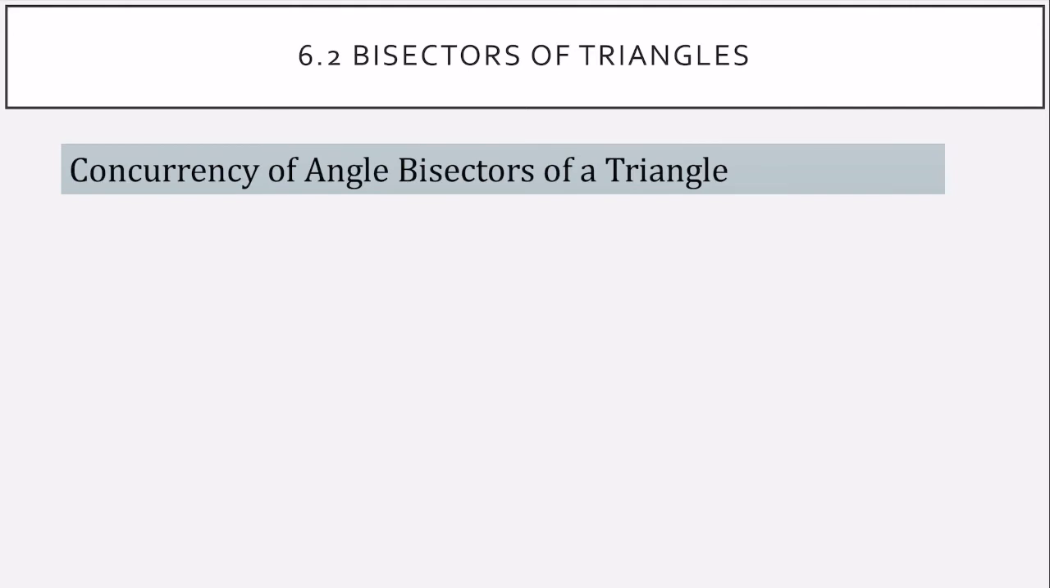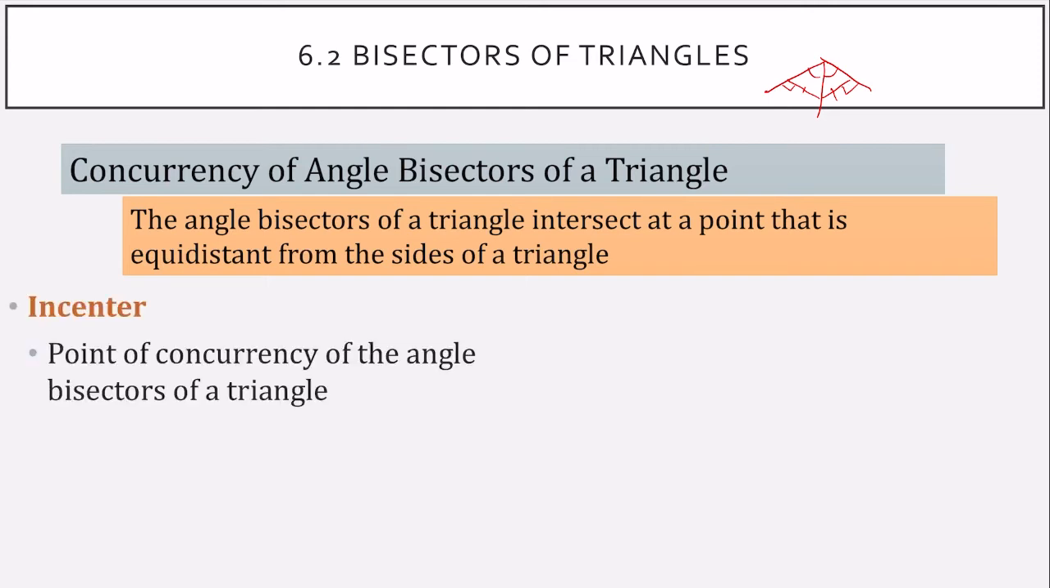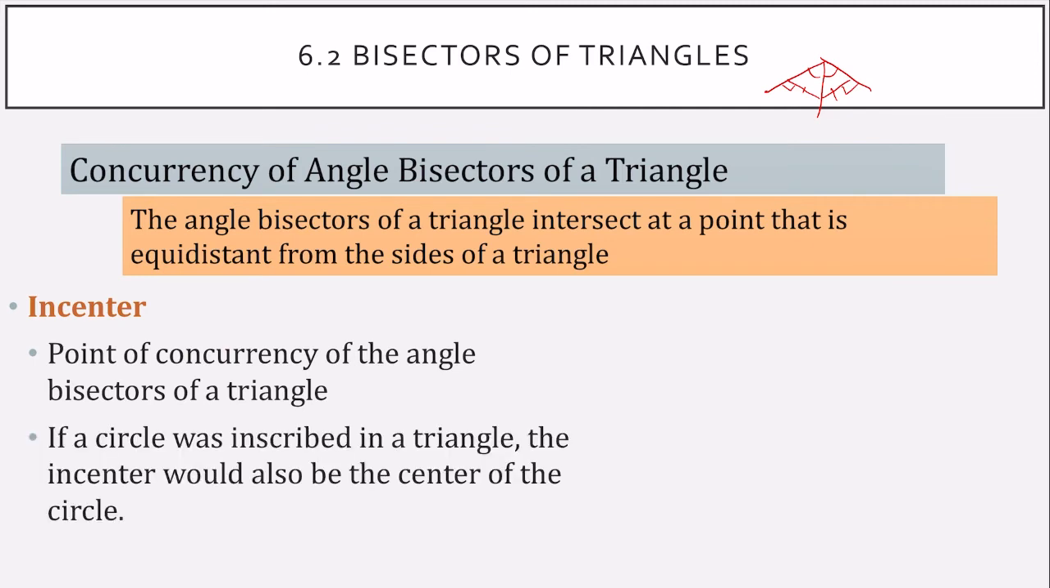The angle bisectors of a triangle are also concurrent. They meet at a point that is equidistant from the sides of the triangle. Because remember, if we had an angle bisector, it was equidistant to the sides of the angle. So for the triangle, it will be equidistant to the sides of the triangle. We call that point the incenter. The point of concurrency of the angle bisectors of a triangle is the incenter, because if a circle was inscribed or drawn inside the triangle, it would be the center.